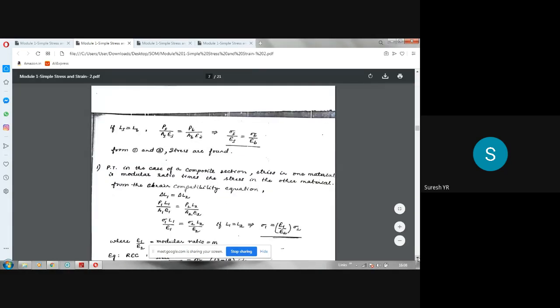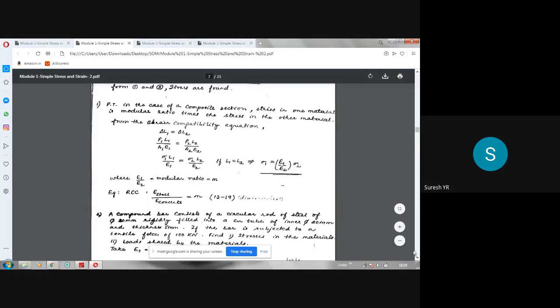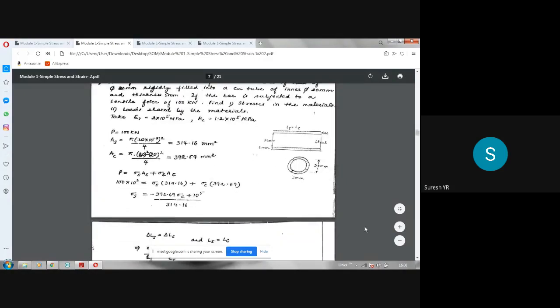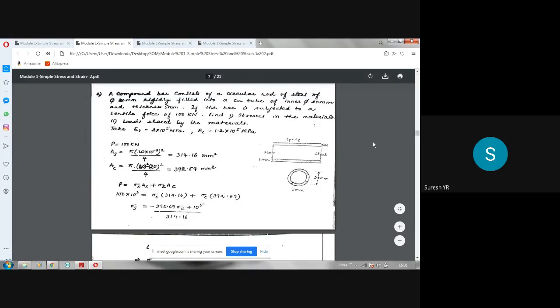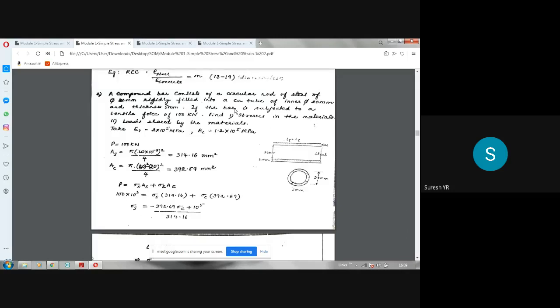So problems are done on this. See, I'll explain just one problem. Here you have a copper tube and a steel rod. A compound bar consists of a circular rod of steel of diameter 20 mm, rigidly fitted into a copper tube of inner diameter 20 mm and thickness 5 mm. So the thickness of the copper tube is 5 mm. This is the cross section. 20 mm is the inner diameter, the thickness is 5 mm, and the steel rod has a diameter of 20 mm. So steel is within copper.